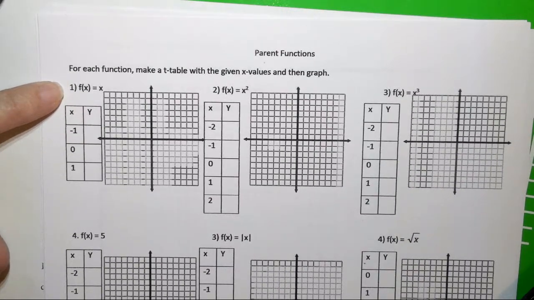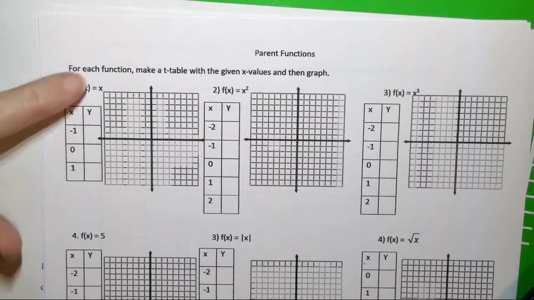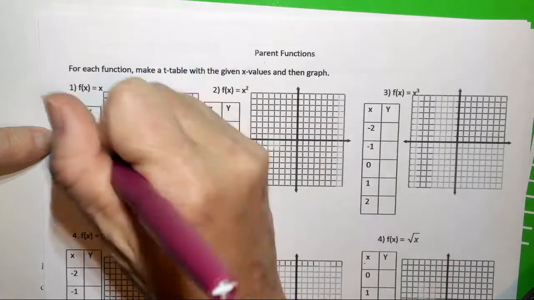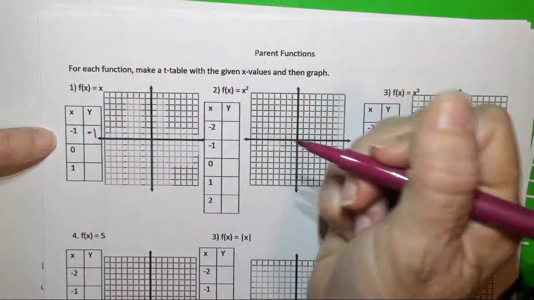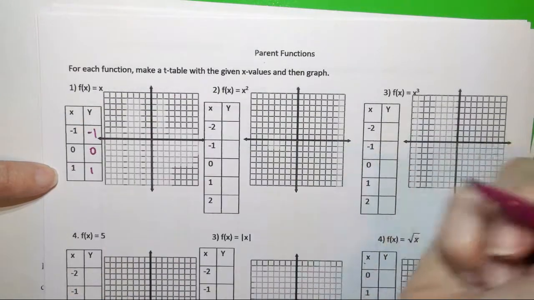This first function is f of x equals x. Remember, f of x is just a fancy way to say y. So when you plug in your x values into the equation, we have y equals x. So when you plug in -1, you're going to get -1 for your y value. You'll get 0 when you plug in 0, and when you plug in 1, you'll get 1.